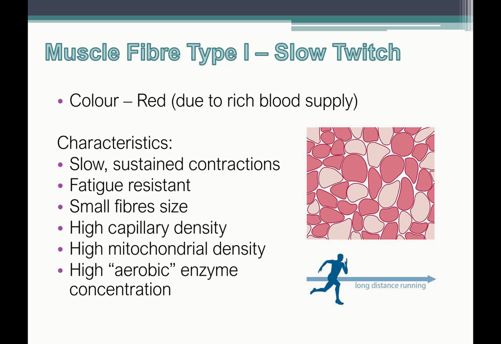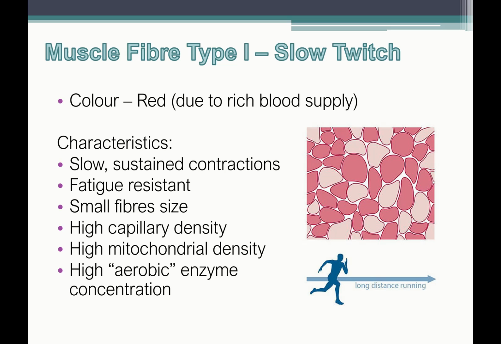Okay, so the first muscle fiber is the type 1 slow twitch fiber. As we saw from the previous slide, this muscle fiber is red, and it's red in colour due to its rich blood supply. And of course, if it has a rich blood supply, this tells us that it is an oxygenated muscle cell. Now, because it's oxygenated, it is therefore resistant to fatigue.